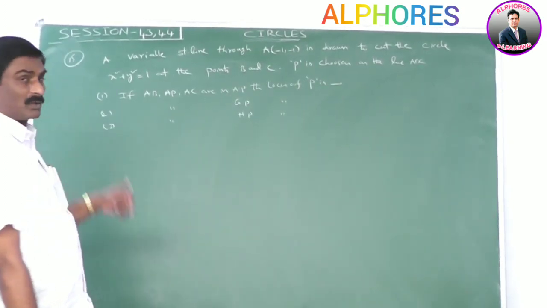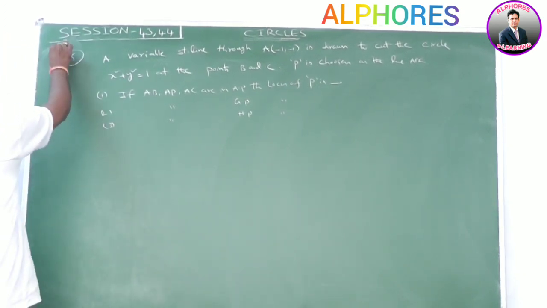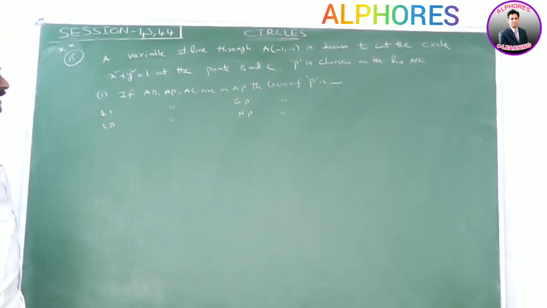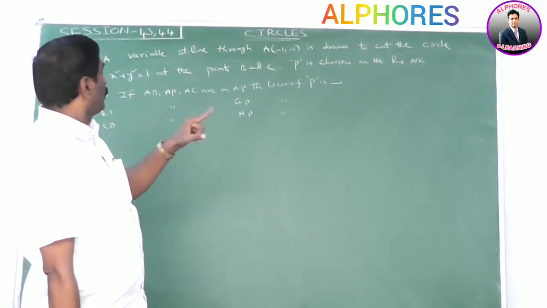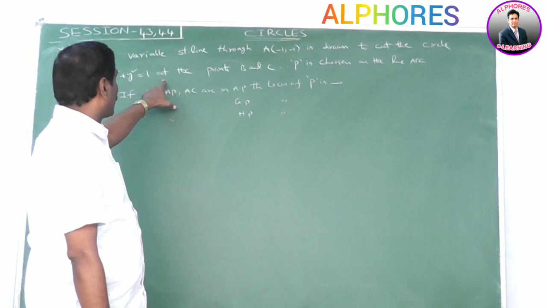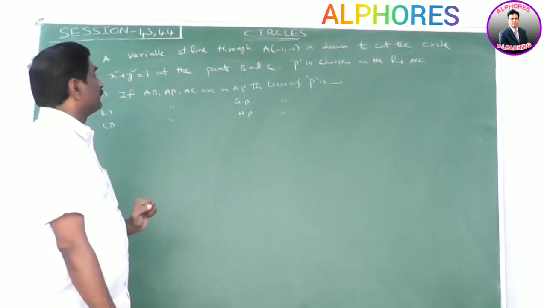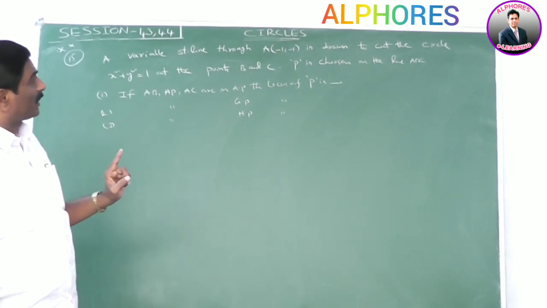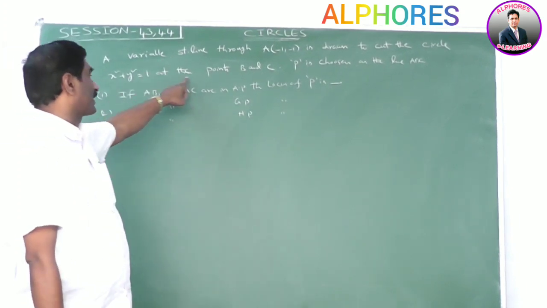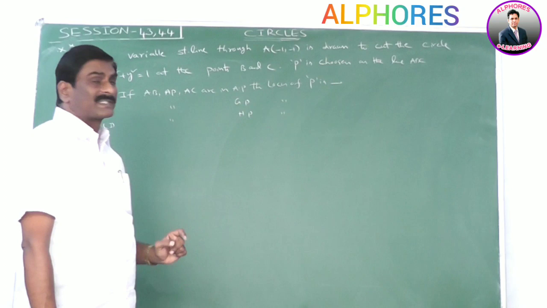Next, 15th question, very, very important. Paragraph question. A variable straight line through A(-1, -1) is drawn to cut the circle x square plus y square is equal to 1 at the points B and C.